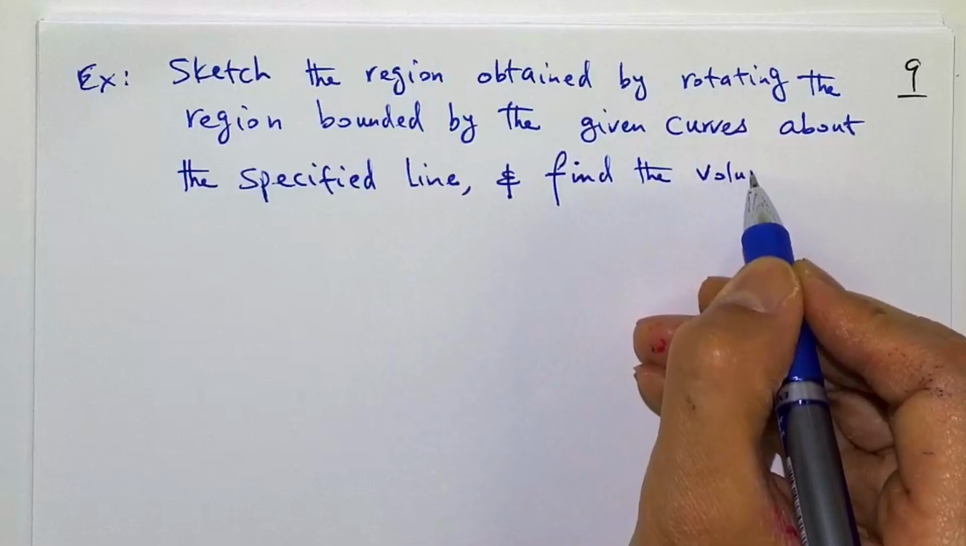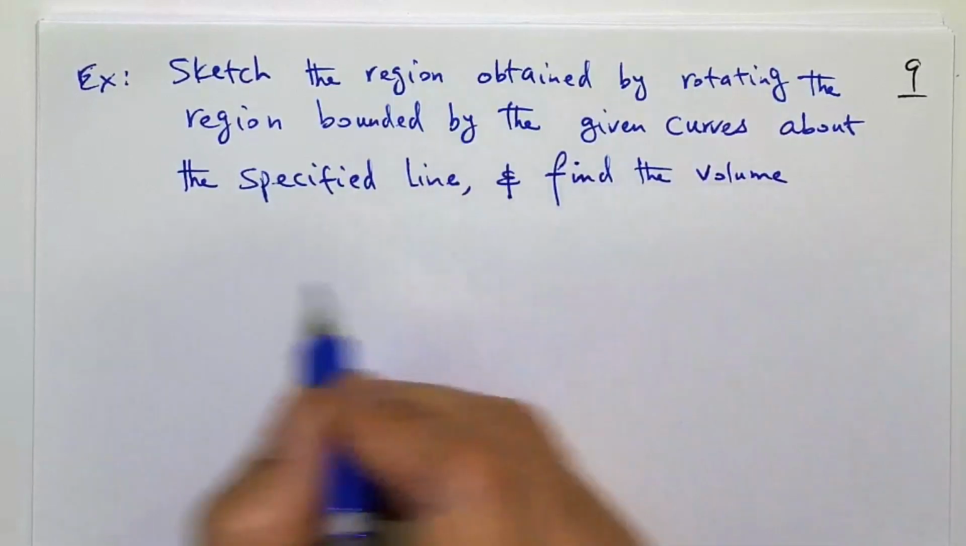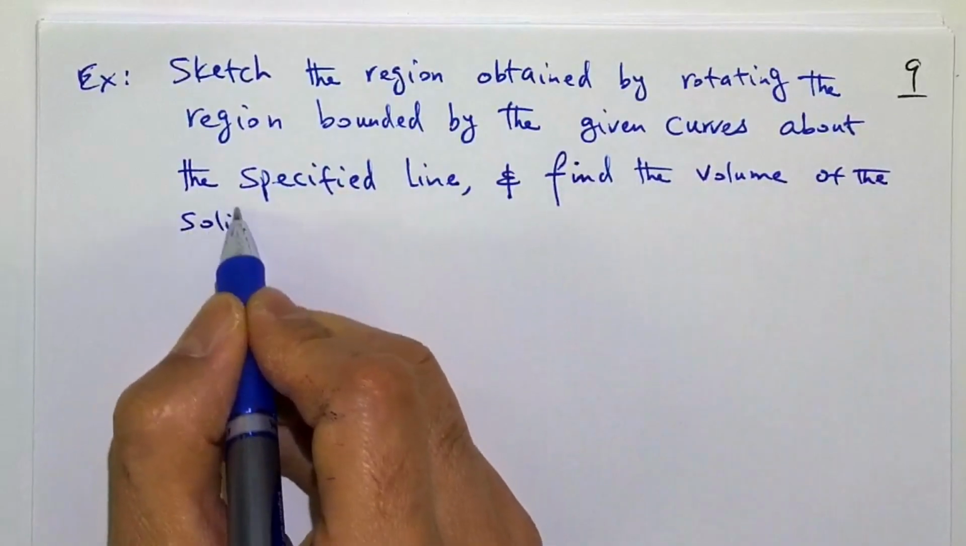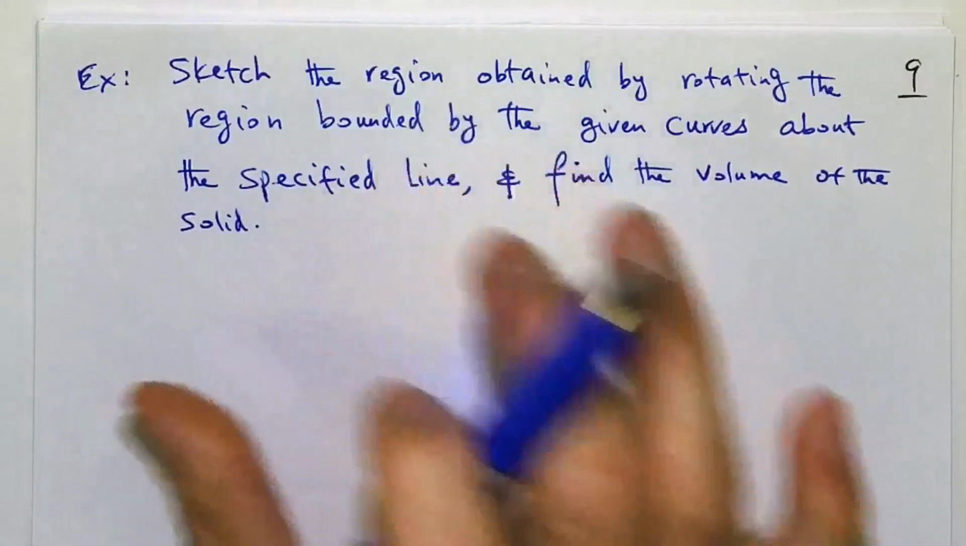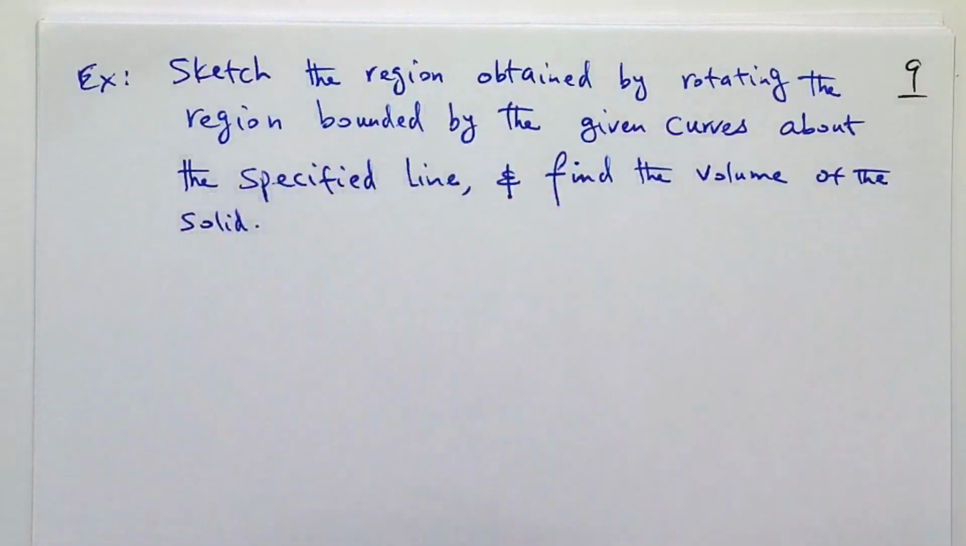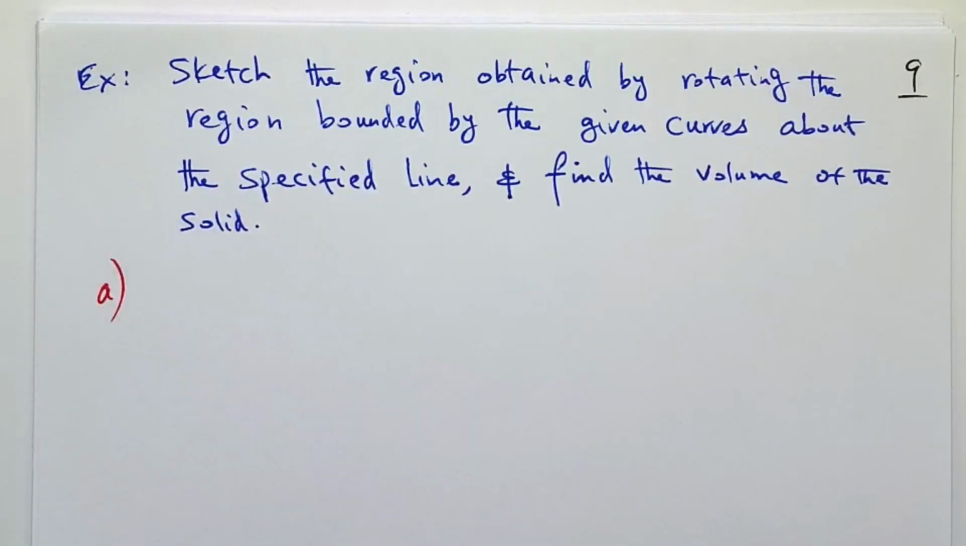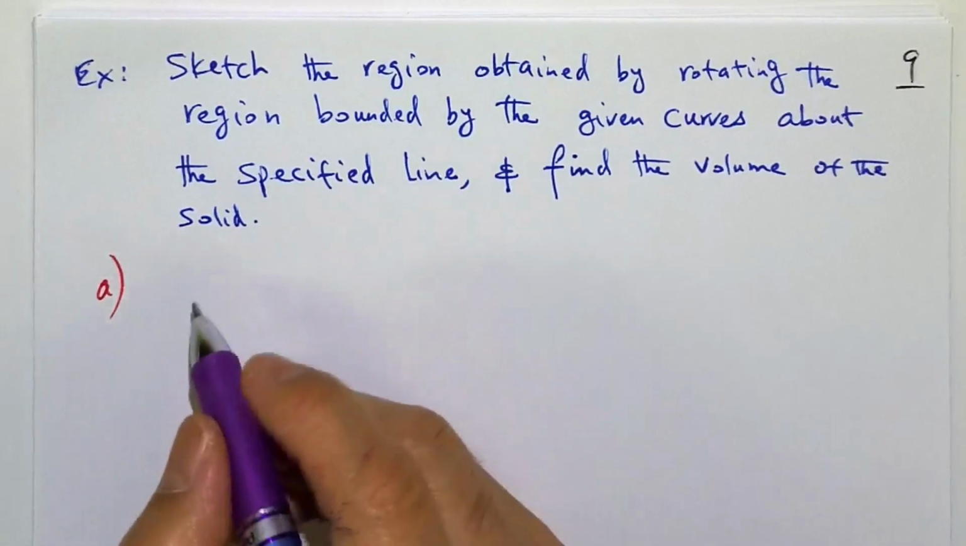Find the volume of the solid. So this will be the general title for every example that we'll do from this point forward, and I'll just label this next example as A, and then we'll do another one as B, and so on.